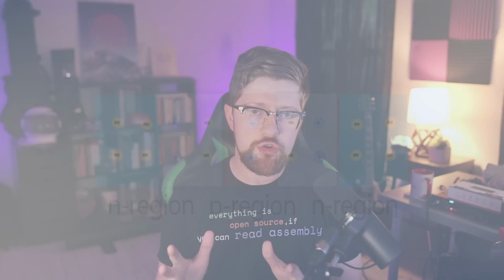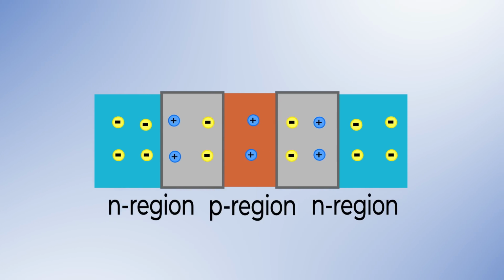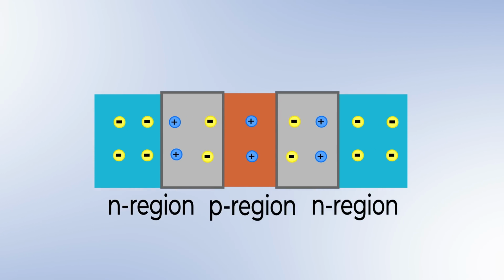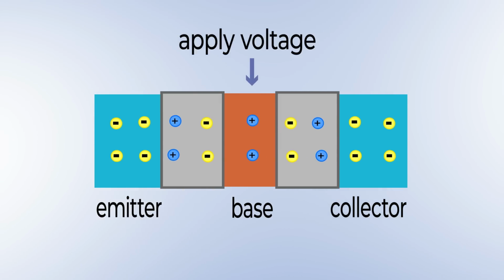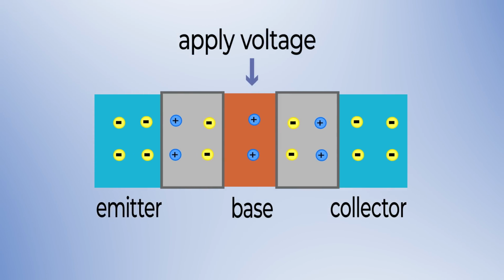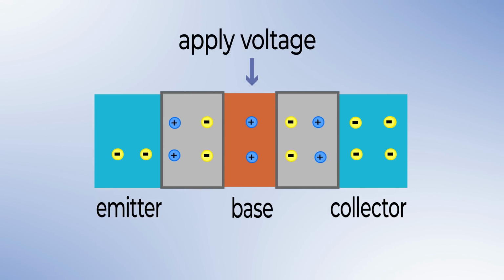If we then take two P-N junctions and make an N-P-N or a P-N-P device, we create a device with three fields. We have a collector, an emitter, and a base. By applying a voltage at the base, we're able to control how much current flows from the emitter to the collector. And what does that mean?